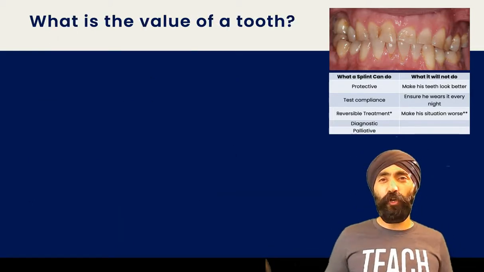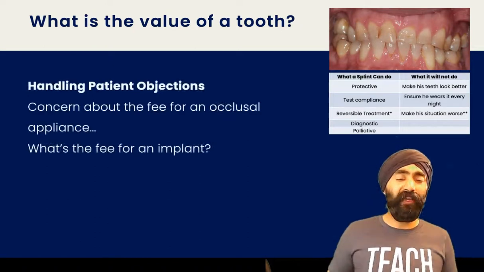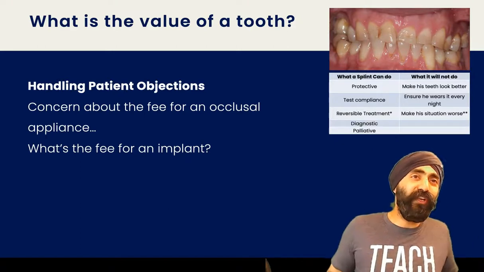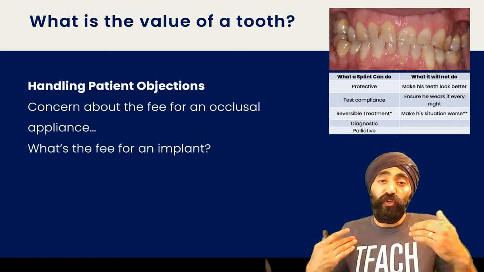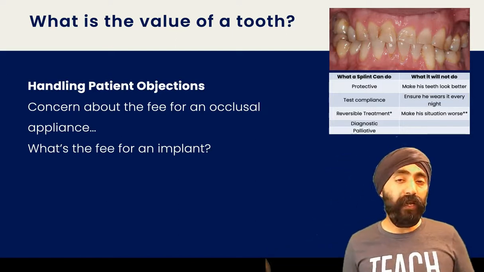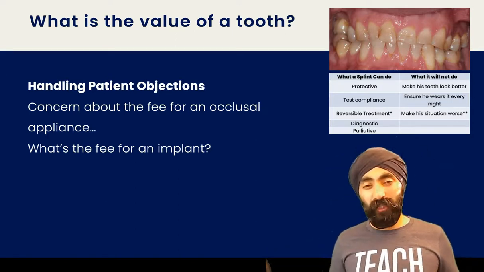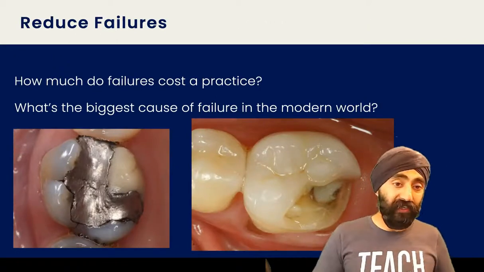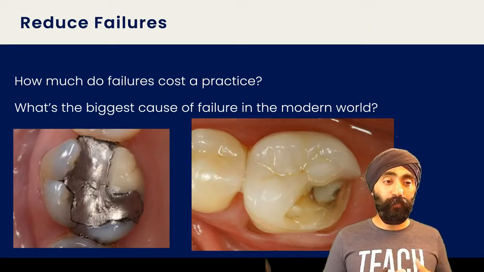And sometimes these patients don't appreciate the value of a tooth. They're like, "Yeah, but I don't want to wear a splint." But then you have to consider, what's the fee for an implant, and which direction are they heading in? Are their forces so destructive that they're likely to lose more teeth in the future? So we need to make it very clear to the patients. We need to reduce the failures, because how much do failures cost a practice?